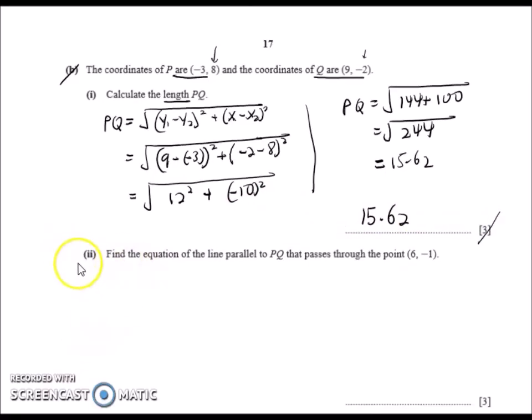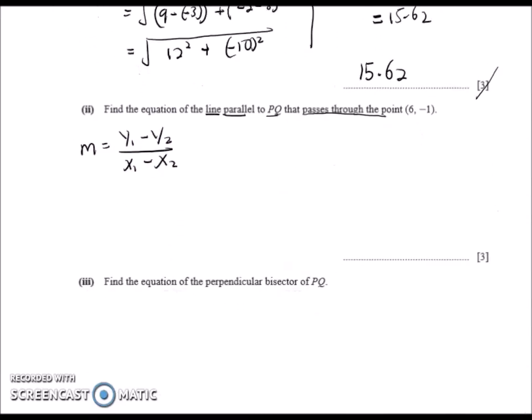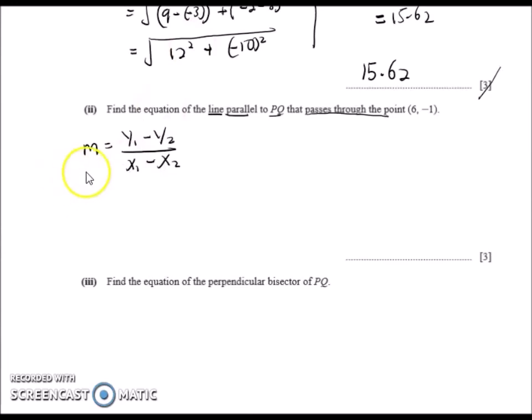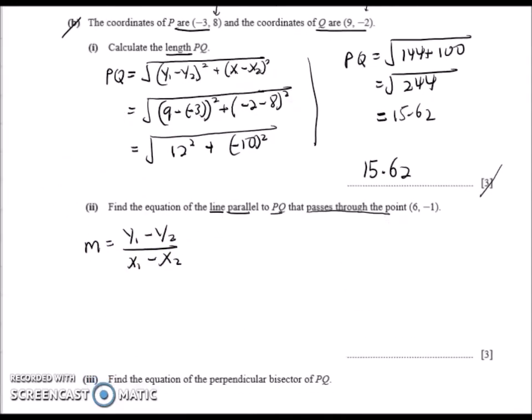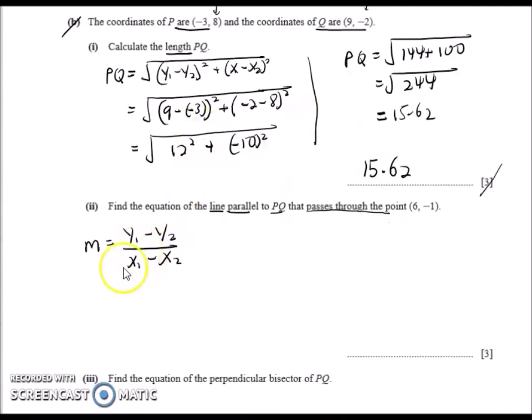Okay, now is the second question here. Find the equation of a line parallel to PQ that passes through this point. Now we have to find the gradient for PQ. So we have here y1 minus y2 over x1 minus x2. So I scroll down a little bit. Okay, so here, let me get the points.